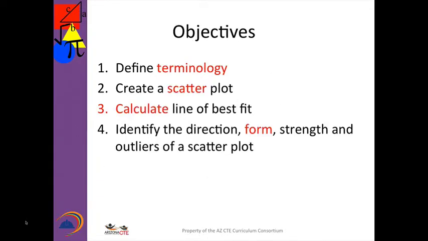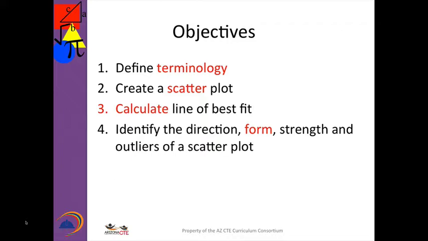Welcome back. Today's objectives are, number one, to define terminology. So any word that's in red, please add it to your note taker. Number two, we're going to create a scatter plot. Three, we're going to calculate a line of best fit. And four, we're going to identify the direction, form, strength, and outliers of a scatter plot.